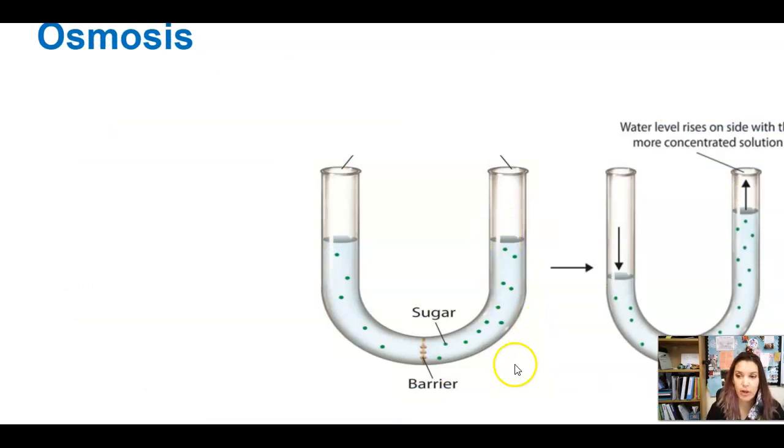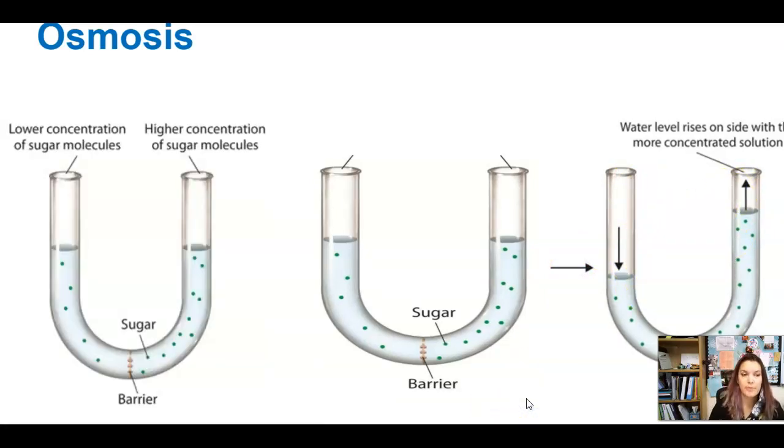Okay, so for osmosis, the trick to understanding osmosis is understanding the movement of the water molecules, not those particles. We also have to recognize what the arrows are showing us in the movement. So if we have a lower concentration of sugar molecules on this side of the membrane barrier, and a higher concentration of sugar molecules on this side of the membrane barrier, what do we think is going to happen?